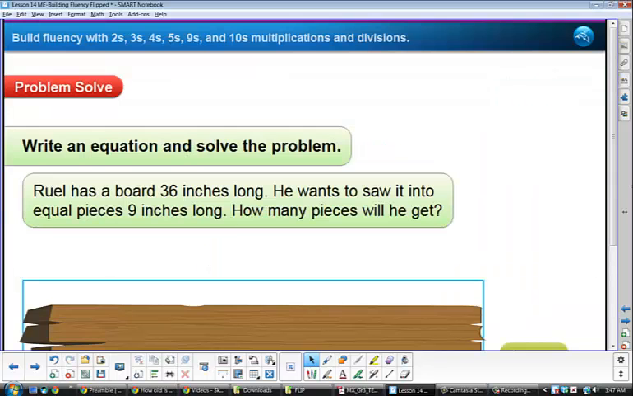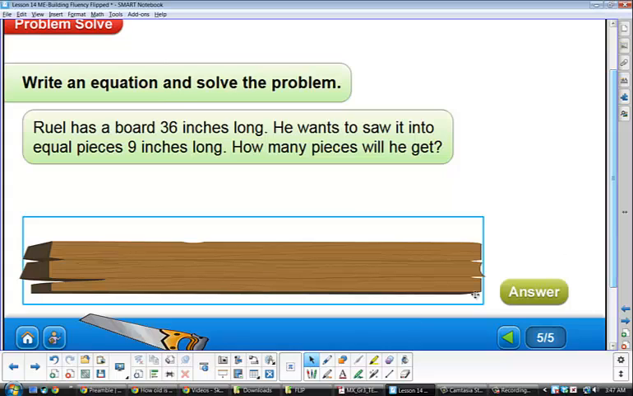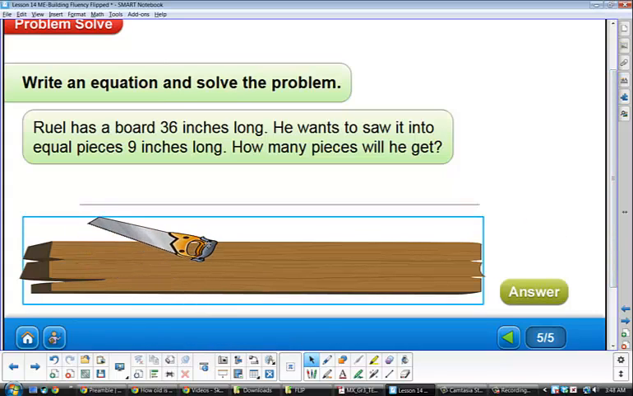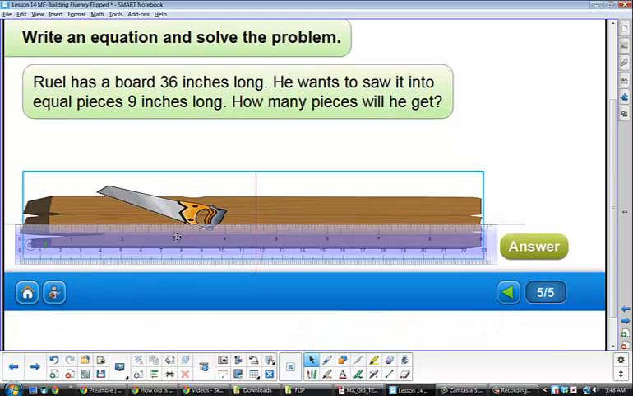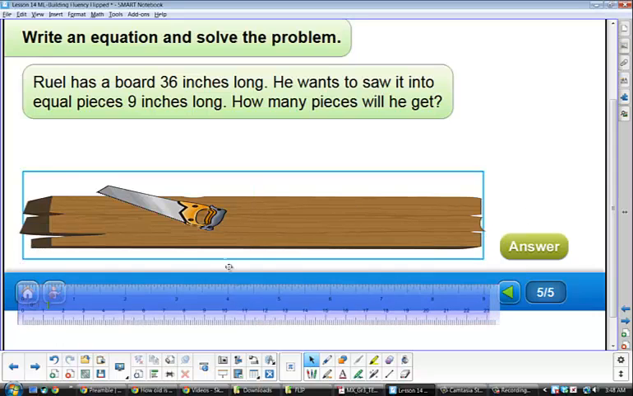Okay, last is this board. We need to cut it up. Raul has a board that's 36 inches long, and he needs to cut it up. He wants to saw it into equal pieces 9 inches long. Now I could really get out a ruler and measure it 9 inches long here and cut it off 9 inches long. But we've seen this equation today, and let's type it in.